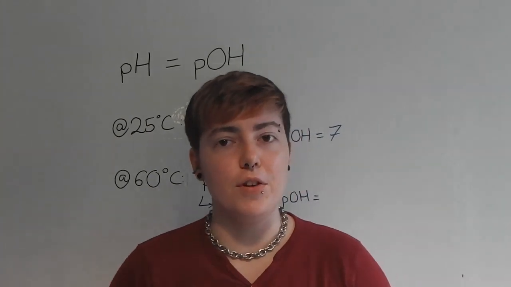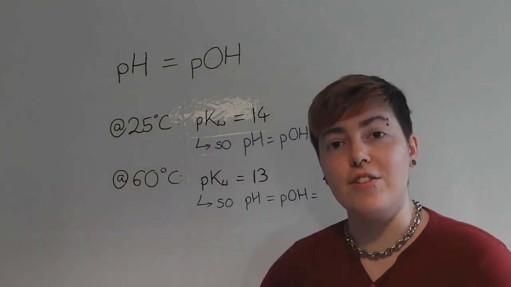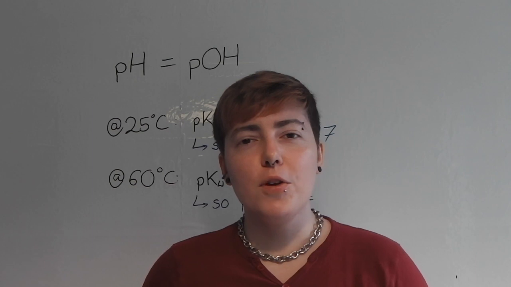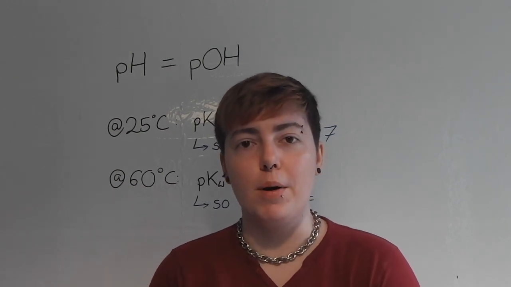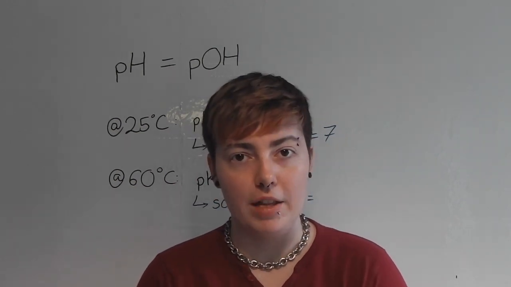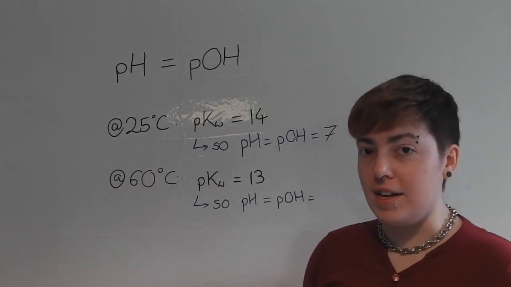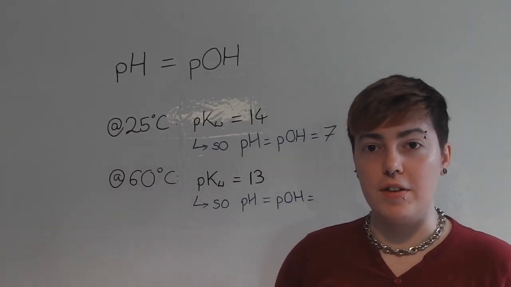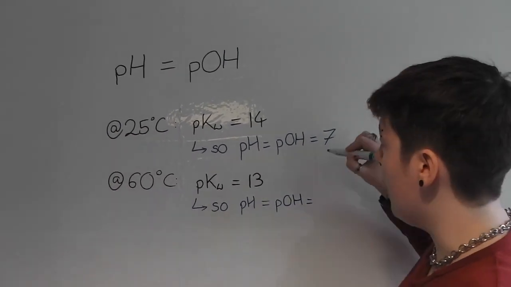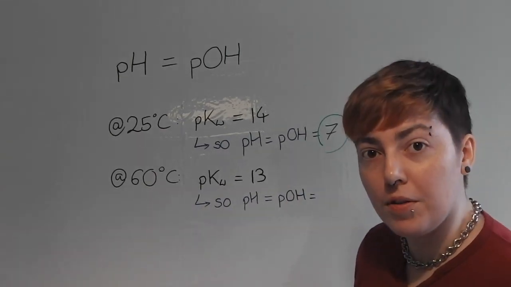The definition of neutral is that pH equals pOH. So if you recall that pH plus pOH equals your pKw value, pKw is 14 at 25 degrees Celsius, which means that our pH and pOH both equal 7.